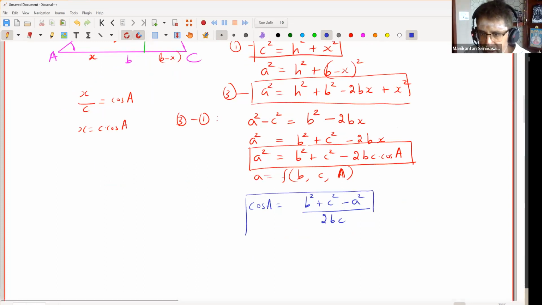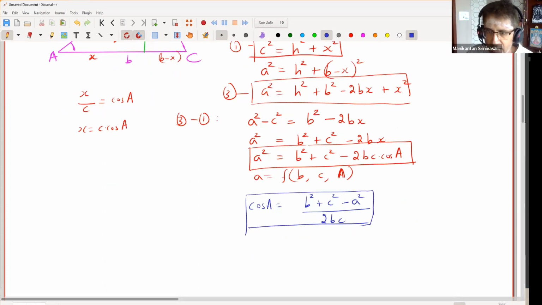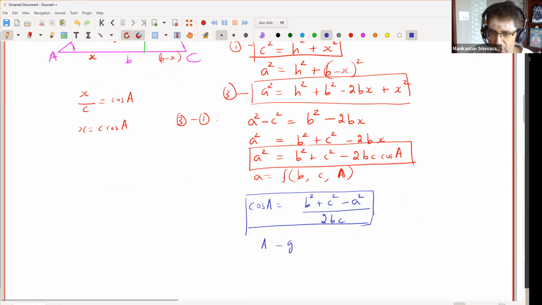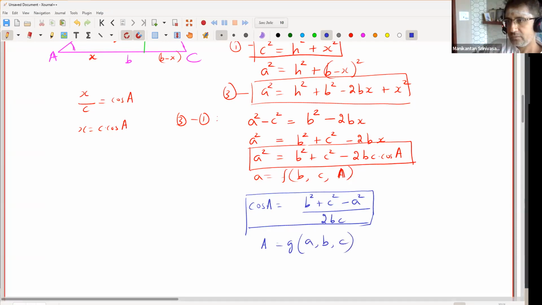This is given the three sides. Can I find any particular angle? So can I find A as a function of small a, small b, and small c? So I can do that, right? So that's the sine rule and cos rule. Any questions?